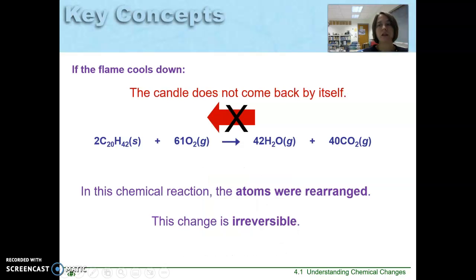Nope. So water can go back into ice, as you know, because you've probably frozen water. But you cannot take some carbon dioxide and some water vapor and just make a candle out of that. So the atoms, not only have the molecules been moving around, but the atoms themselves, so like the carbon reacted with the oxygen to get carbon dioxide. So the atoms were rearranged, and this change is irreversible. A chemical reaction has occurred.